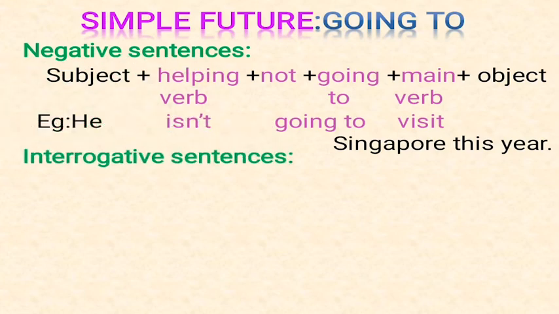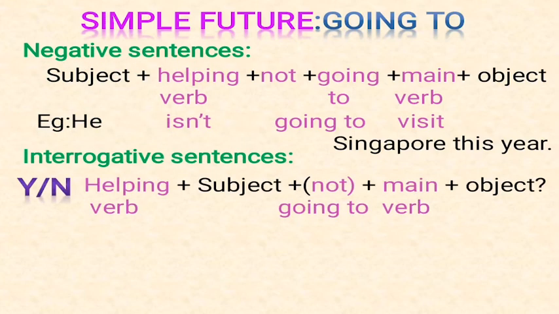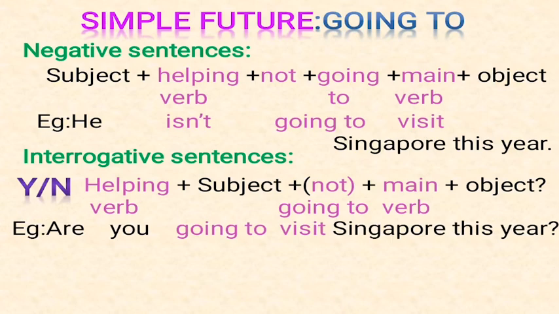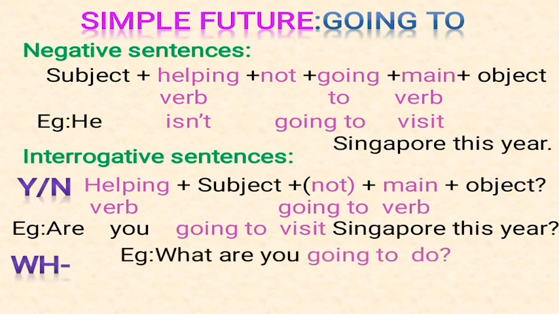Now the interrogative sentences. There are two types of interrogative sentences, yes or no, and the WH sentences. For yes or no, the structure is helping verb plus subject plus going to. If it is negative, then not going to, plus main verb plus object. An example: are you going to visit Singapore this year? Now the WH sentence: what are you going to do?